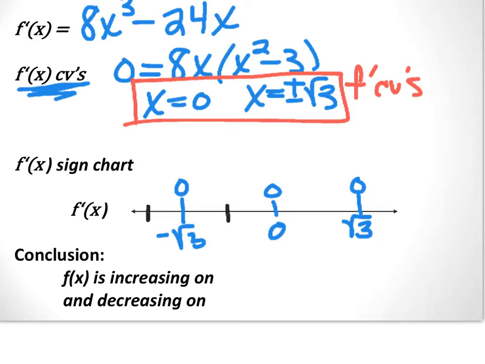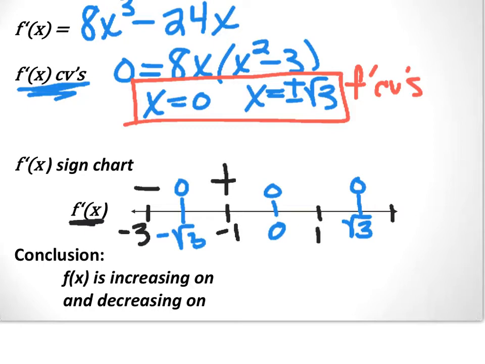So we've got 4 intervals. Pick down here, let's do negative 3. We're substituting into the first derivative, and when you do that, you get a negative number. Pick -1 in here, substitute it into the first derivative. You'll get a positive number. I'm not walking you through that substitution.